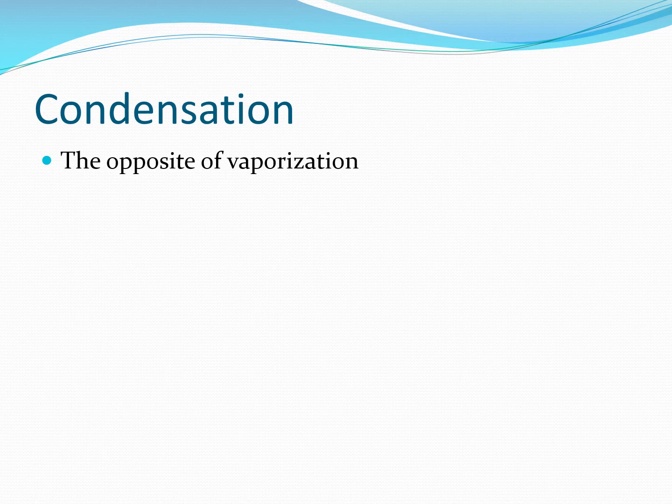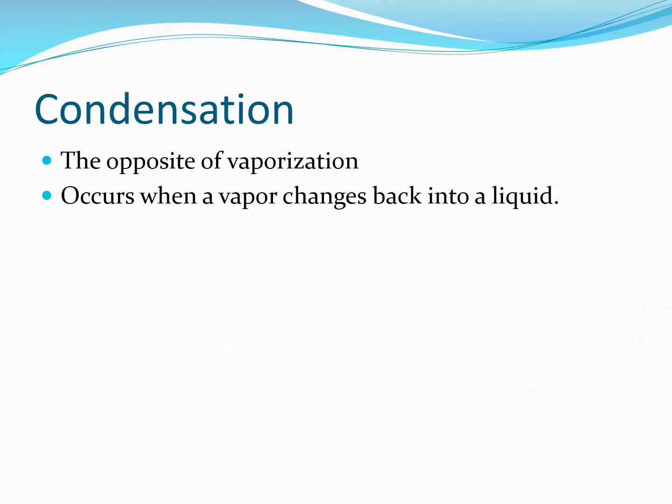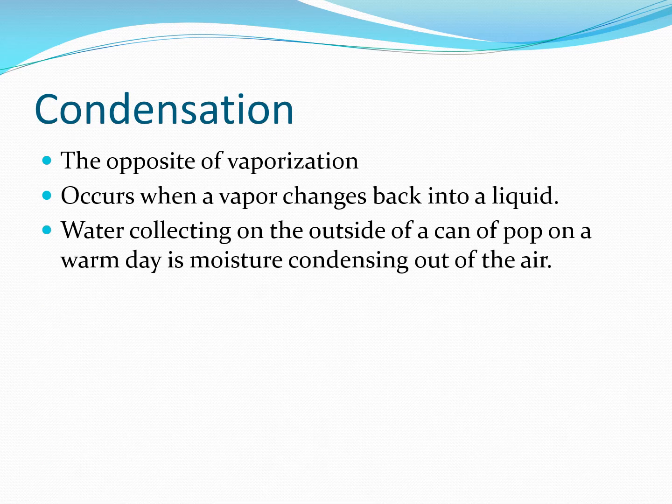Condensation is the opposite of vaporization, and this also occurs in an air conditioning system on an automobile. Later on, we're going to be talking about the different parts of the air conditioning system, and both of these, the evaporation and the condensation, are going to come into effect there. So this is the opposite of vaporization. This occurs when a vapor changes back into a liquid. And we're going to be doing that to the refrigerant a little bit later on.